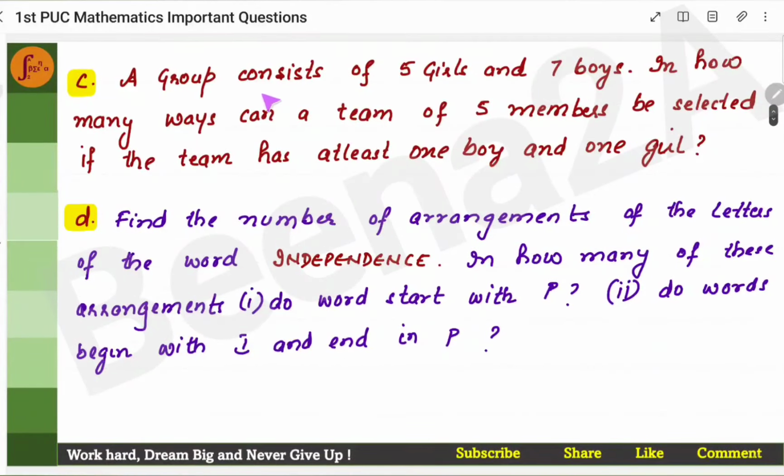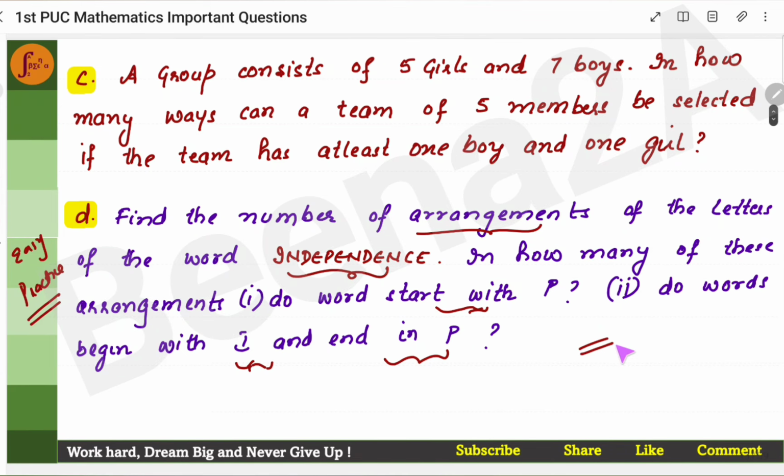The next one is, a group consists of 5 girls, 7 boys. In how many ways can you form a team of 5 members? Then the next one is, how many arrangements can you make with the word independence? The words start with P, and the words begin with I and end in P. These kind of problems. These are all easy ones, just that you need practice. Practice all the examples and you'll be thorough with these kind of problems.